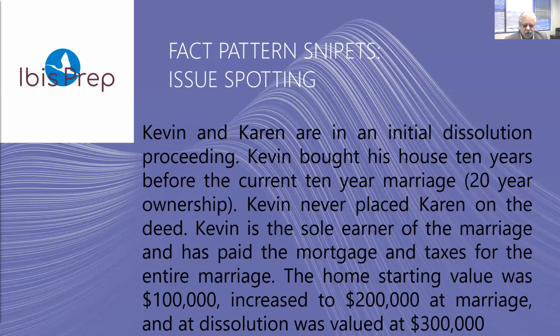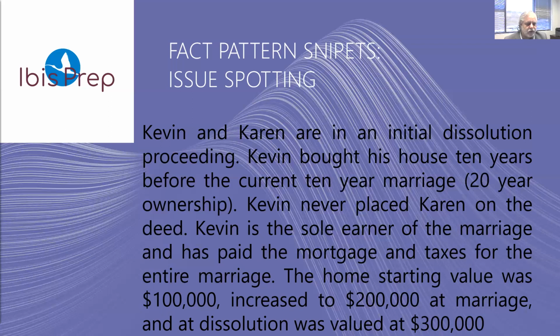The starting value of the home, looks familiar, is $100,000, and then it increased to $200,000 at the marriage, and at the time of separation, it's valued at $300,000. That's when we value, for dissolution cases, when we value the value of property, we value it on the date of separation or as close thereto as we can. So the question is, Kevin really wants to know, what do I have to give her out of the house?